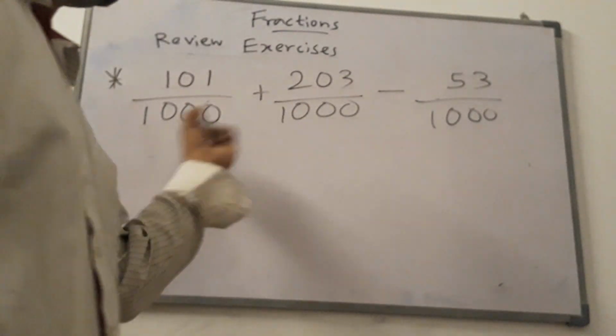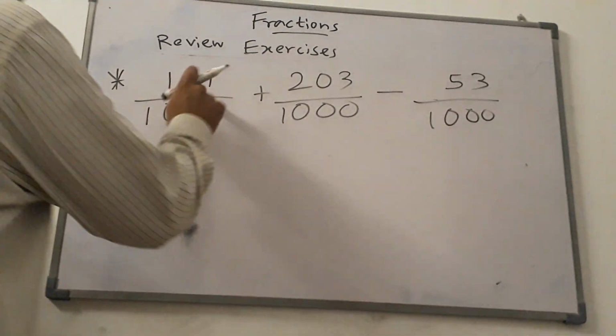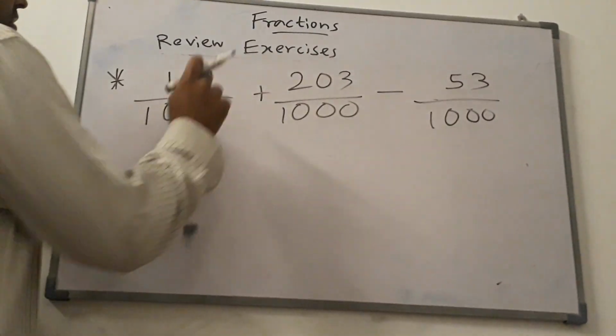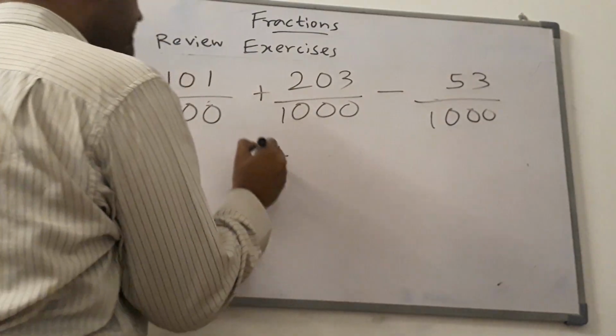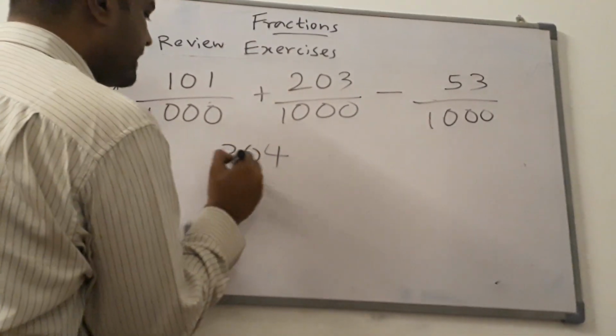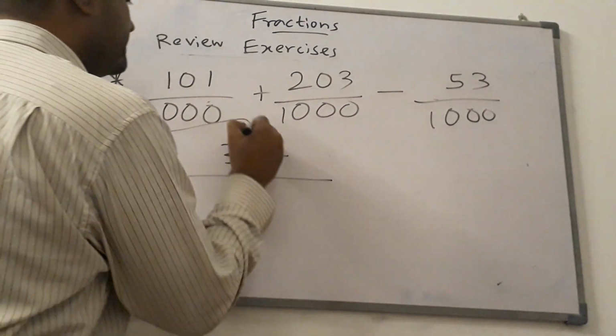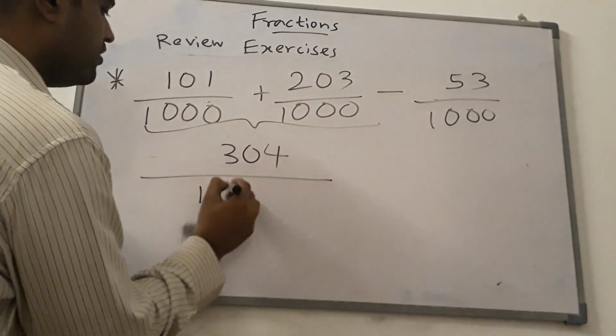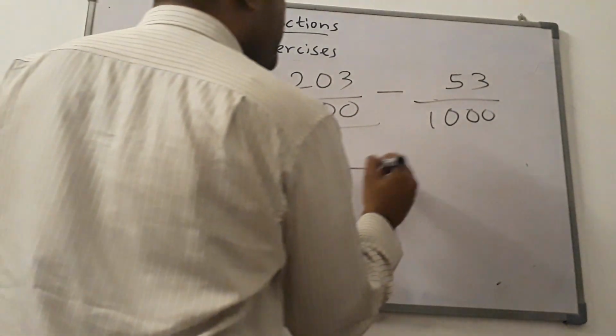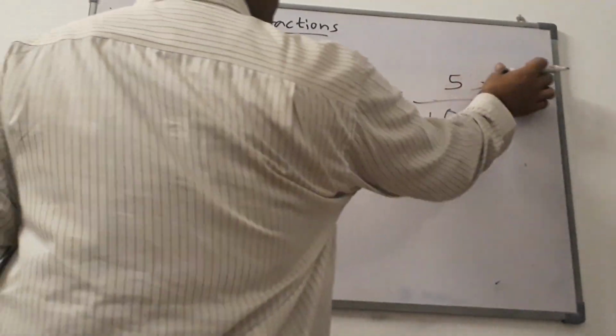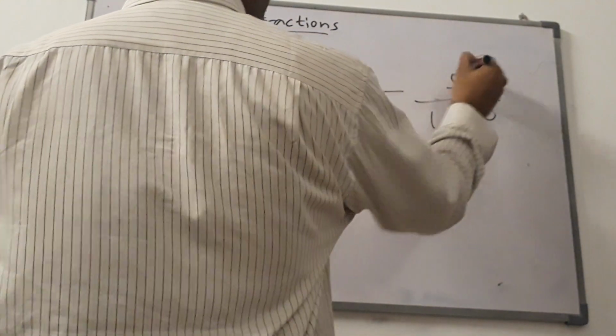First I am going to add these two. 101 and 203. 1 and 3, 4. 0 and 0, 0. 1 and 2, 3. So when we add these two, it is 304 out of 1000. Now we can subtract.